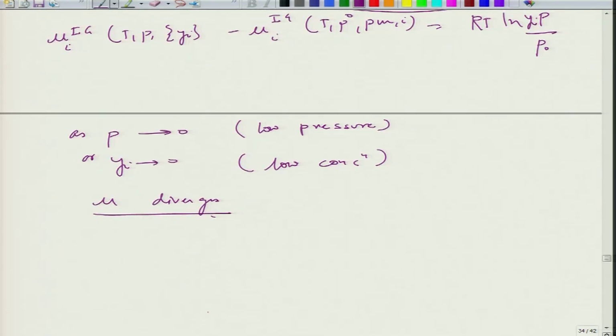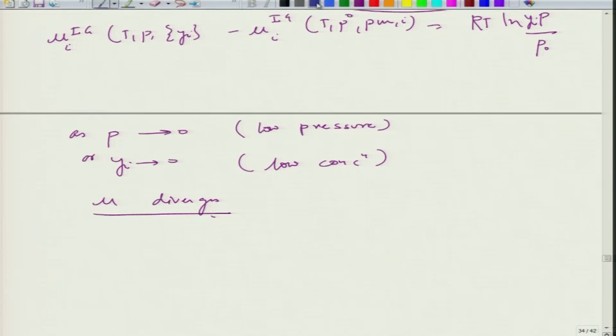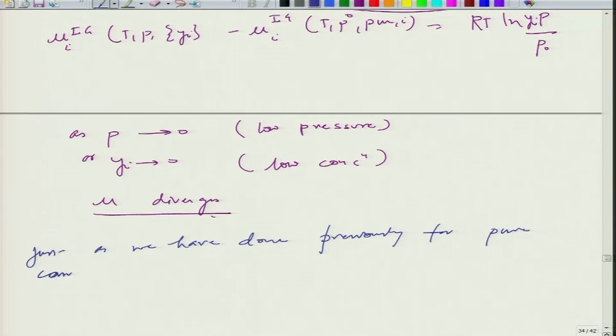So, what we would do is the same thing as we have done for the case of the pure system, pure fluid. We will introduce a variable which we have done in the past, called fugacity. So, how are we going to define it here? Let me just write it down. So, just as we have done previously for pure component, we will define.